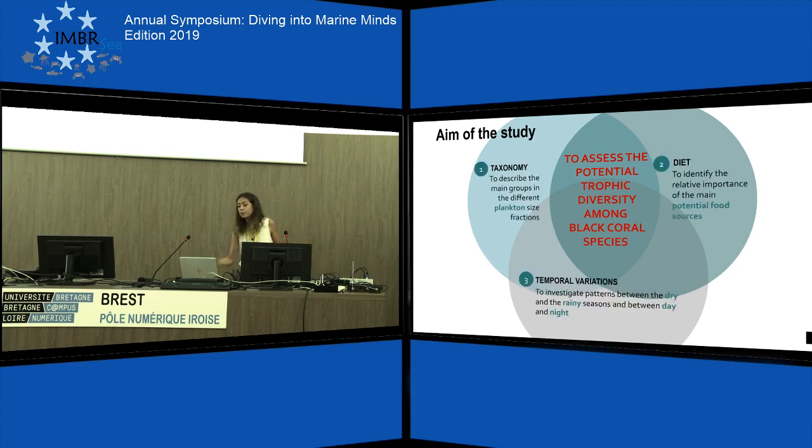In order to do this, three specific objectives were set at the beginning of this project. First, since plankton is composed of many different taxonomic groups and sizes, I wanted to describe the main groups found among the plankton samples within the studied area. Second, I wanted to characterize the diet of black corals by identifying the relative importance of the main potential food sources. And finally, I wanted to explore possible differences in black corals' resource use between dry and rainy season and between day and night.